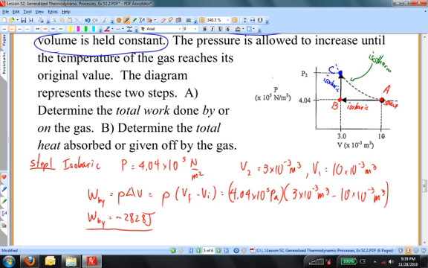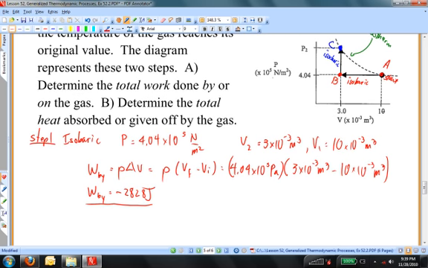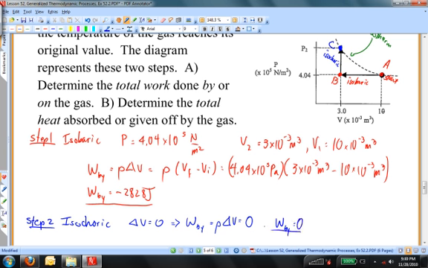Now let's look at the next step. During step 2, how much work is done by the gas? Since step 2 is isochoric, delta V is equal to 0, which means that the work that's done by the gas, which is P delta V, is also going to be equal to 0. So the work that's done by the gas in step 2 is equal to 0.